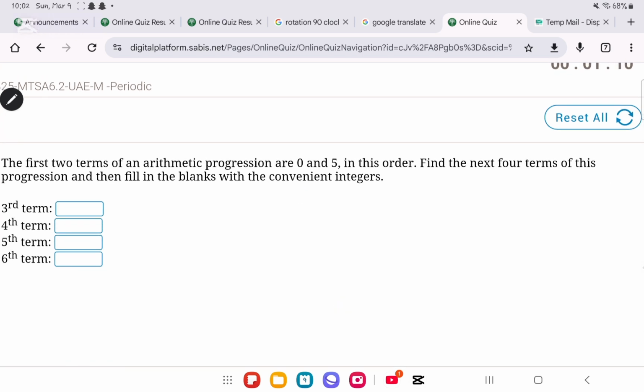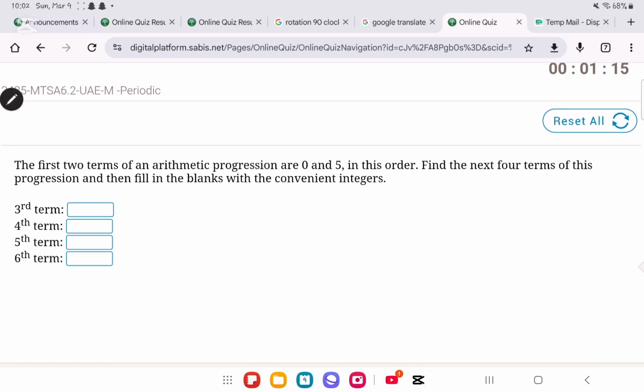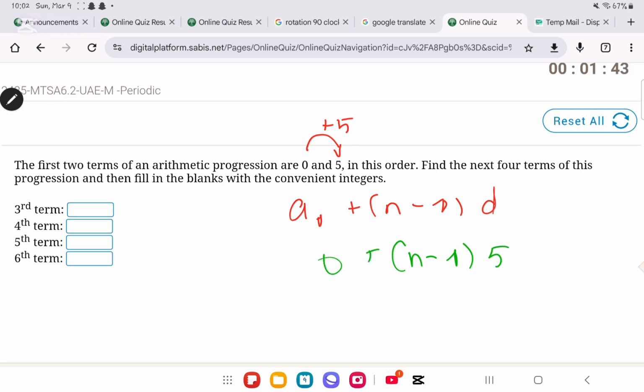This is very simply the first two terms of an arithmetic progression are 0 and 5 in this order. So as you can see, it is increasing by 5. So we can make it like this. The equation is a1 plus n minus 1 times d. So the common difference is 5. So it's going to be n minus 1 times 5 plus a1, which is 0. So very simply, the equation is 5 times n minus 1.